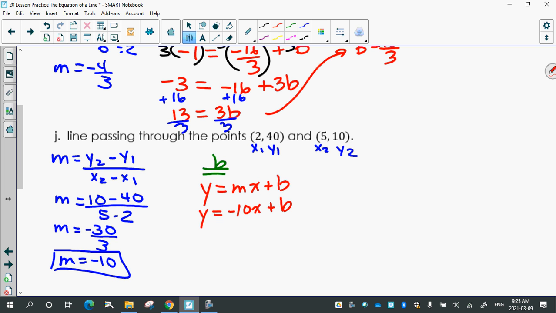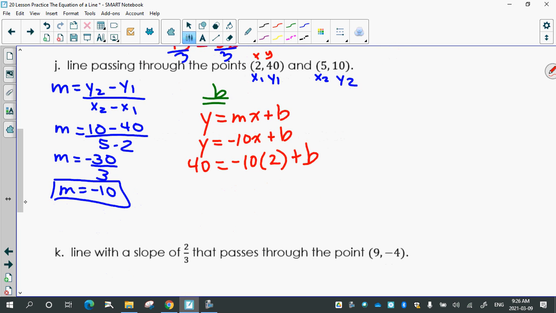How many people use (2, 40)? How many people use (5, 10)? Okay, I'll do (2, 40) since more of you used (5, 10), just to show you that they both work. Okay, so there's my x and there's my y. 40 equals negative 10 times 2 plus b. So then, because you can multiply the negative 10 and the 2, you do that. And then you've got a really one-step equation left to solve. If you want to get b by itself, you're going to add 20 to both sides. And get b to be 60.